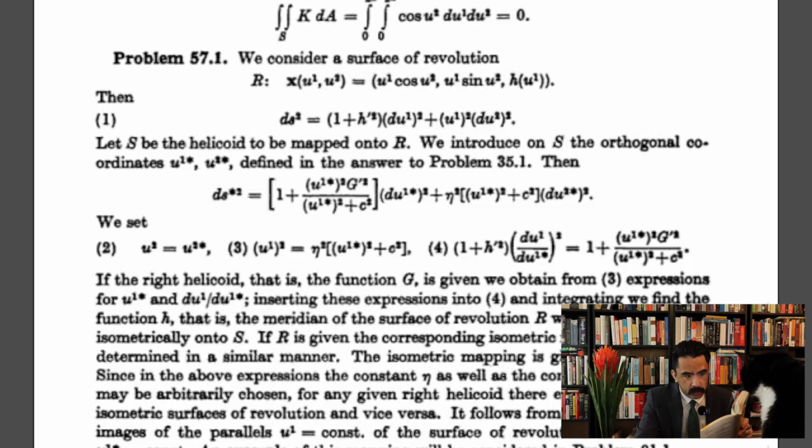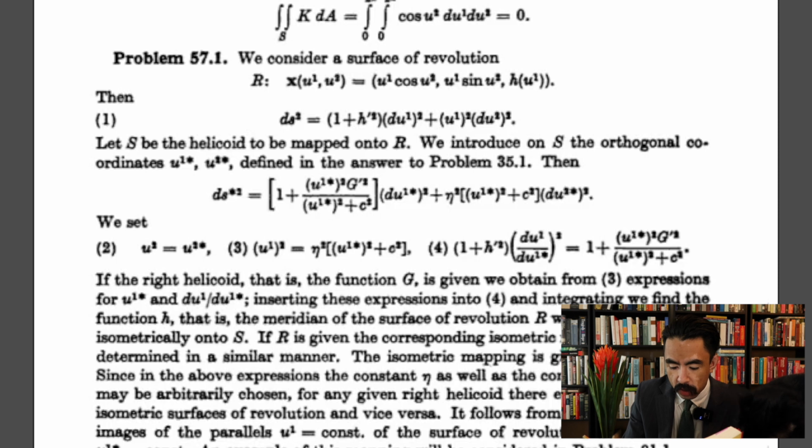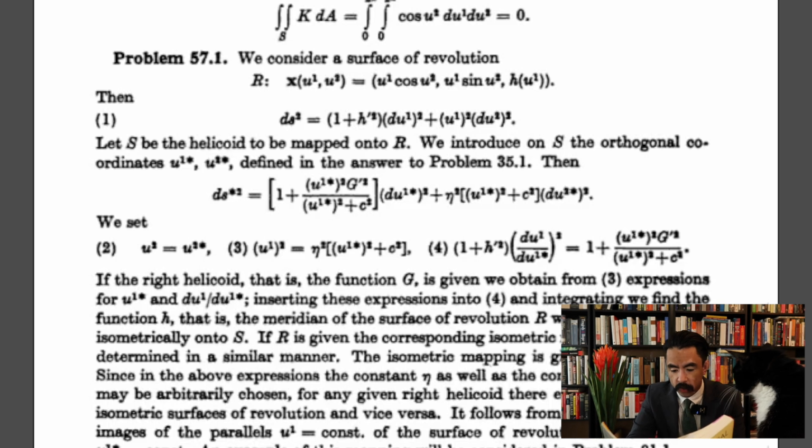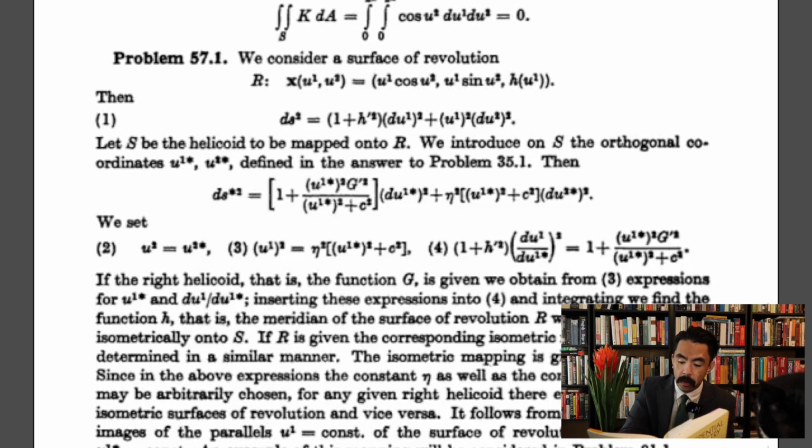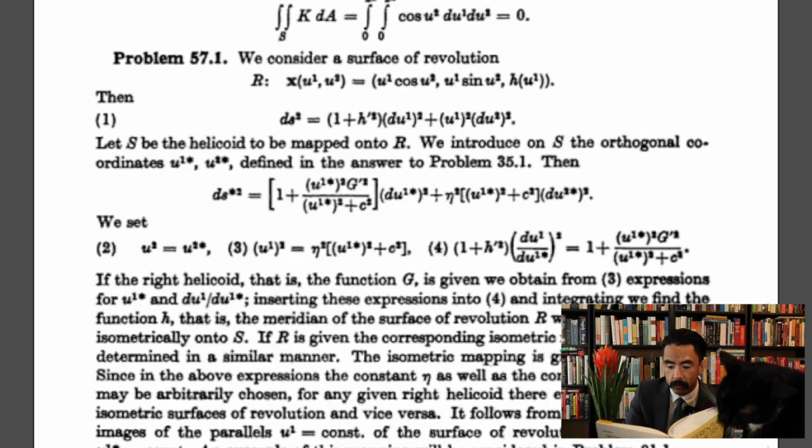We set the following with the associated labels for the ease of recalling these expressions later. We set 2 to be u2 equal to u2 star. We set 3 to be where u1 squared is equal to nu squared times the quantity u1 star squared plus c squared. And we set 4 to be where the quantity 1 plus h prime squared times du1 star squared equals 1 plus the fraction with the numerator u1 star squared times G prime squared over the denominator u1 star squared plus c squared.